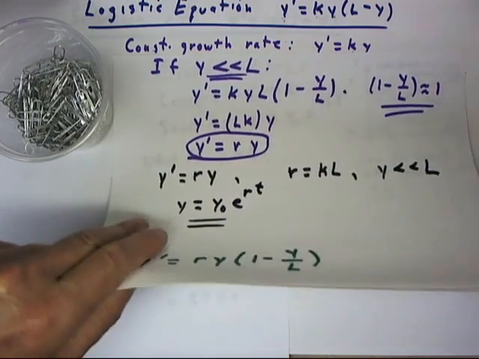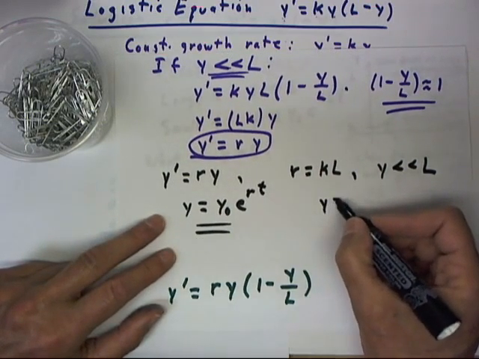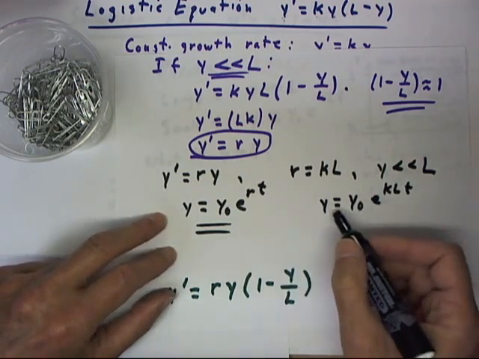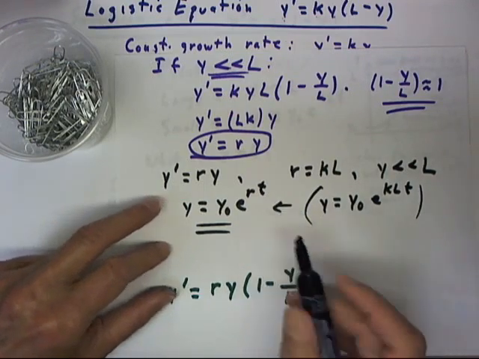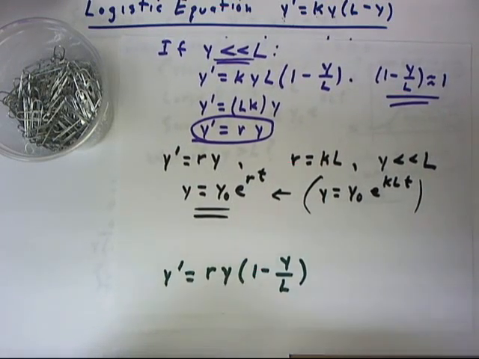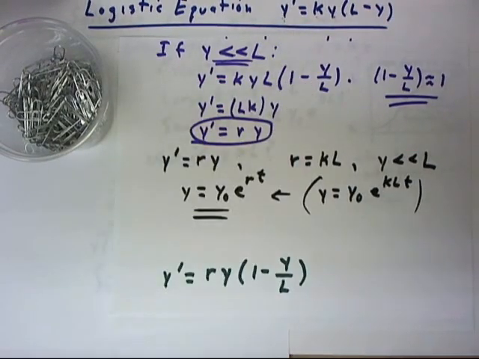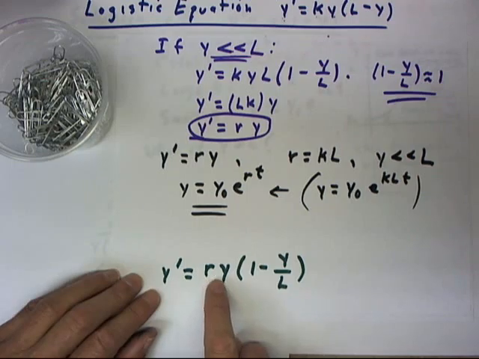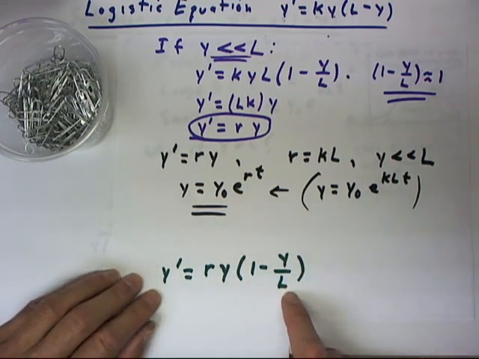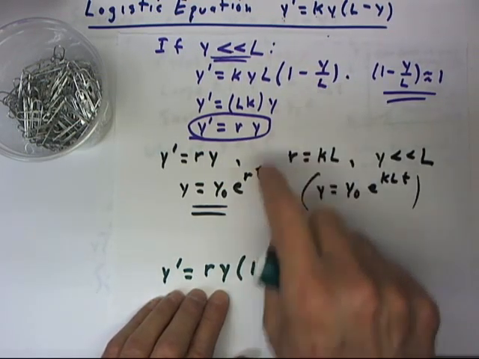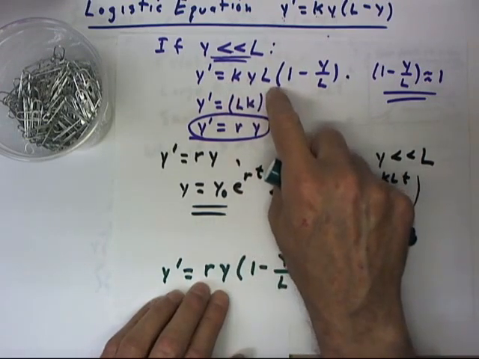I'm not sure I have that handy, but let's just remember that our solution was y equals y naught e to the kLt. These are identical, except that now we're using r. Well, this motivates us to go back and look at the form that we used for the logistic equation. A very common form of the logistic equation in textbooks would be this: y prime equals ry times (1 minus y over L). Now, this is identical to this equation, with r equal to kL.